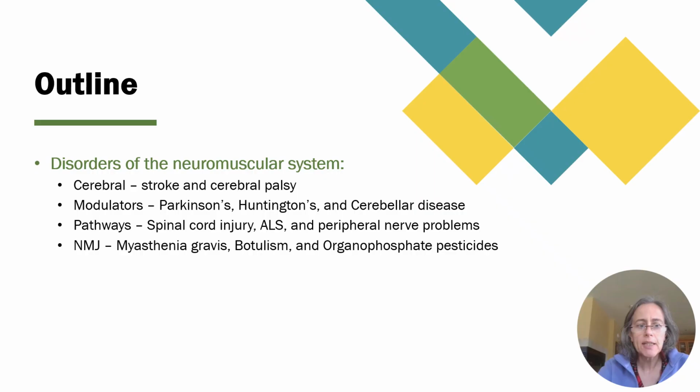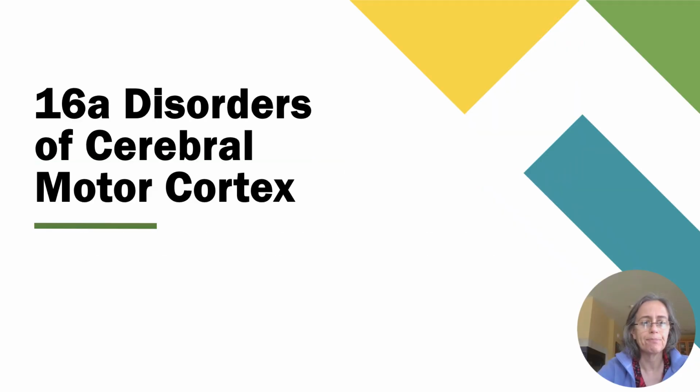So I've broken it down kind of talking about the different ways in which we broke down how it works normally, so kind of going almost anatomically. We're going to start with cerebral disorders, talking about stroke and cerebral palsy. We're going to talk about disorders of the modulators of the motor system, of the cerebellum and the basal ganglia. And then we're going to talk about disorders that involve the pathways. This was kind of the best way I could categorize this group. And then ultimately talk about disorders affecting the neuromuscular junction.